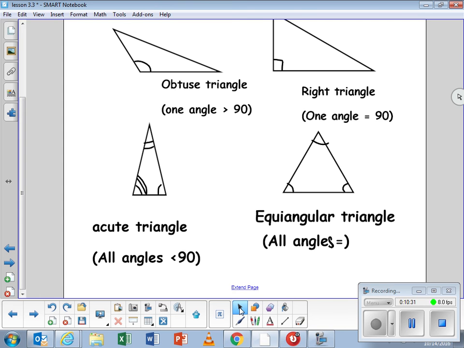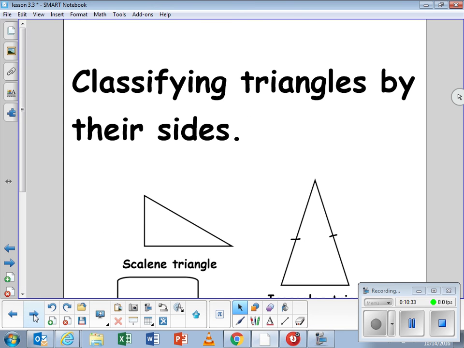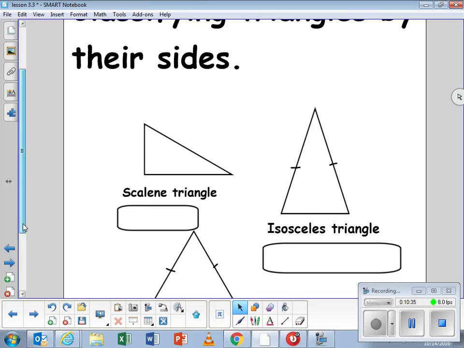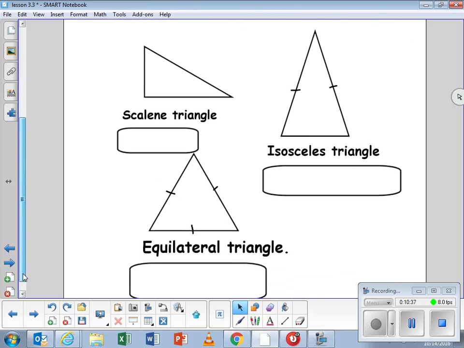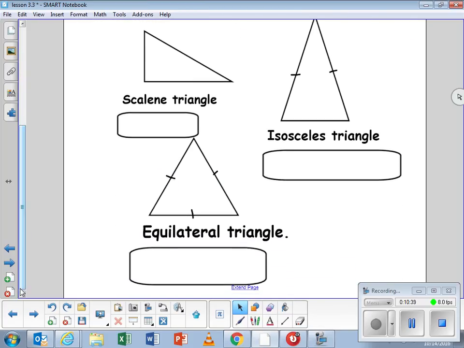Yes, we can. Now we're going to classify triangles by their sides. So what are we looking at now to classify the triangles? Their sides. So looking at their sides, what do you think scalene means? No sides are congruent. Nice. Or equal.